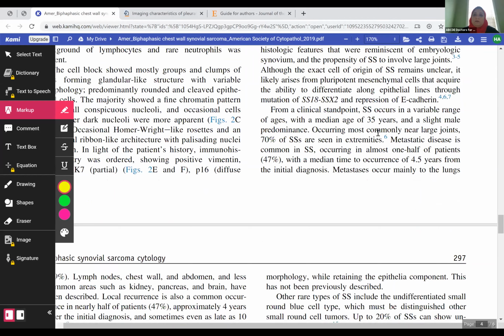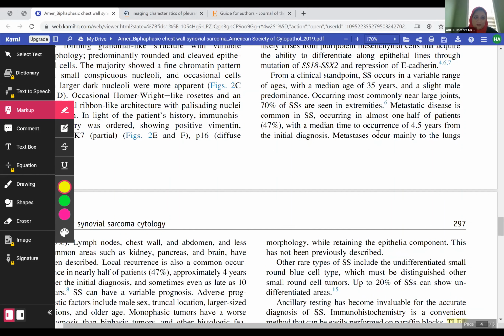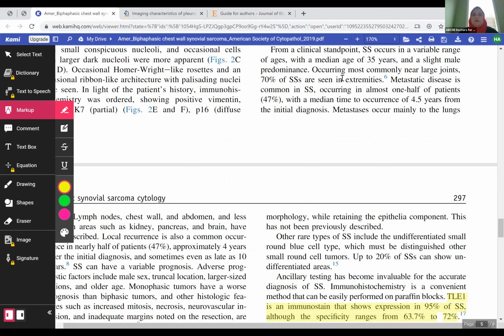From a clinical standpoint, synovial sarcomas occur in a very... I'm still doing a general discussion right now. I'm talking about the general background. Who does it usually affect? Are they women? Are they men? What ages do they happen? Where is it most commonly occurring? Okay, so what about metastatic disease? Yes, it occurs in blah, blah, blah. Why is that important for this case?